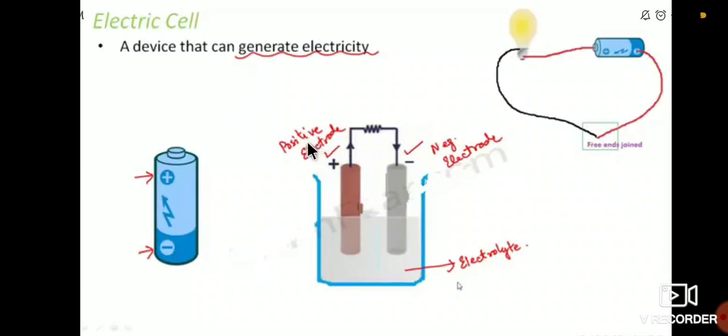But for your 7th standard, an electric cell means it contains two ends, one positive end and one negative end. Electric current means electrons move from the negative end to the positive end, and not from positive to negative. If they move from positive to negative, we call that conventional current.